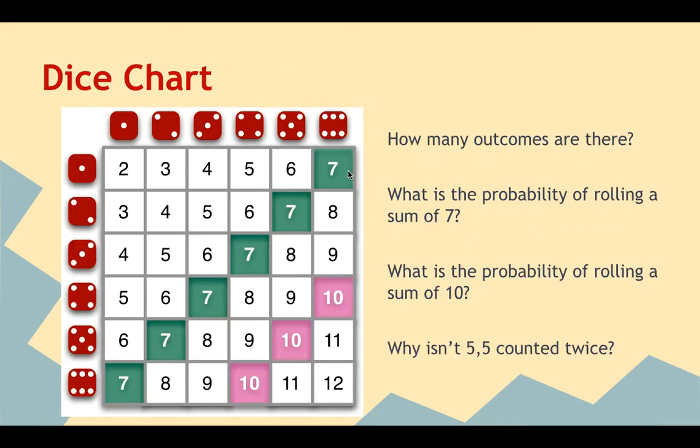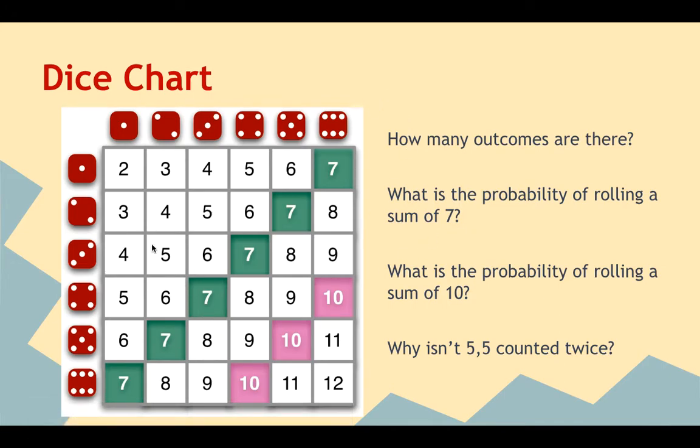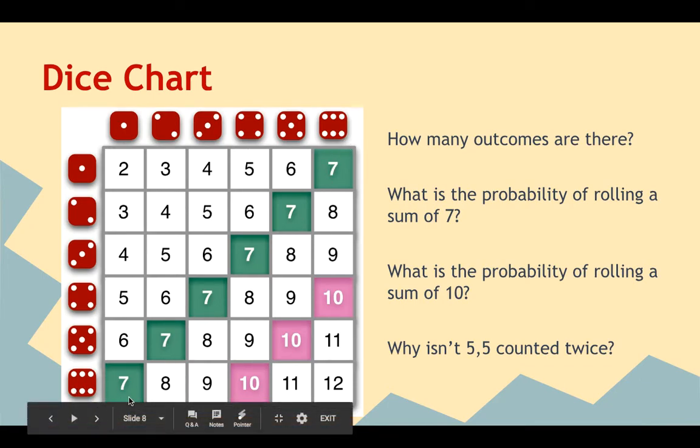What it gets to is this idea that 7 is actually the most likely to come up because there are all these combinations of ways to get a 7. You can roll a 6 and a 1, a 5 and a 2, a 4 and a 3, and that's how this chart works.